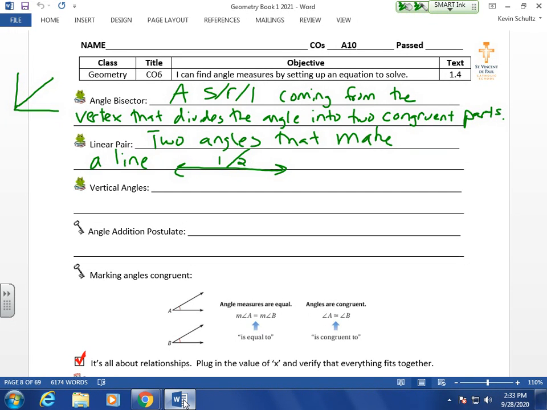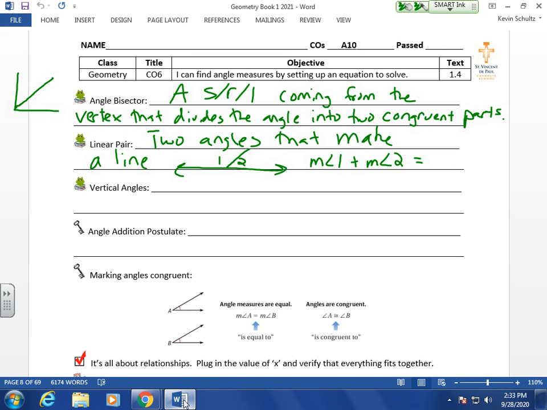Okay, so we have angle 1 and angle 2, right? Angle 1 is clearly obtuse, angle 2 is clearly acute, and together they make a line. And because they make a line, and we know they do because we got the arrows on each end here, what do we know about angles 1 and 2? Particularly, if I ask you for the measure of angle 1 plus the measure of angle 2, what do they have to equal? Because they make a line.